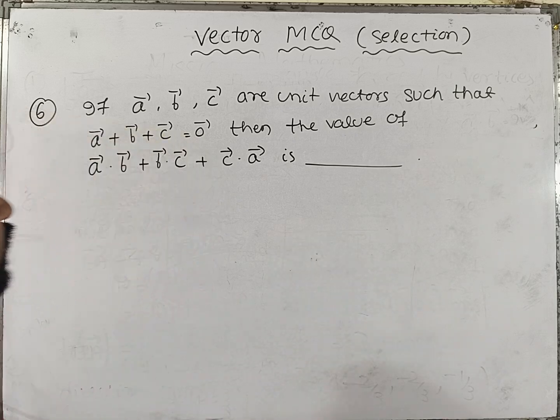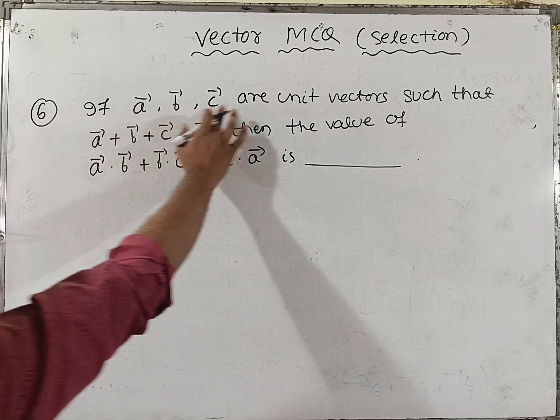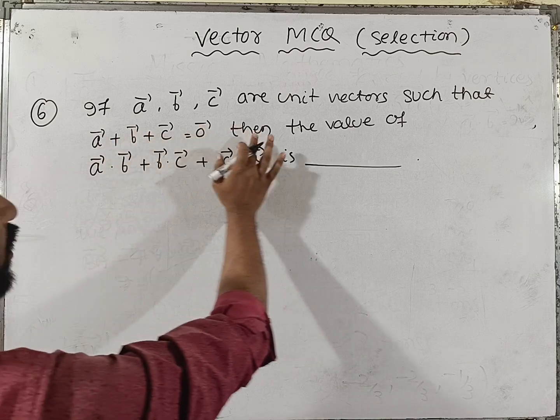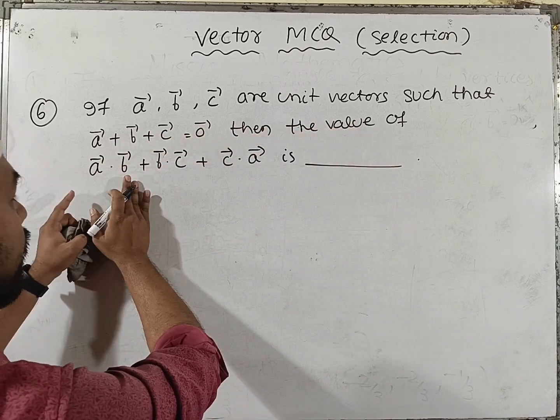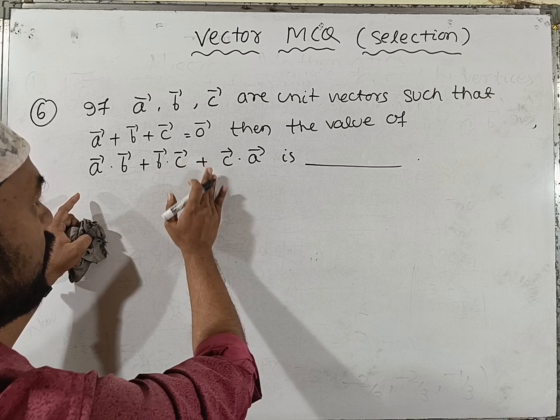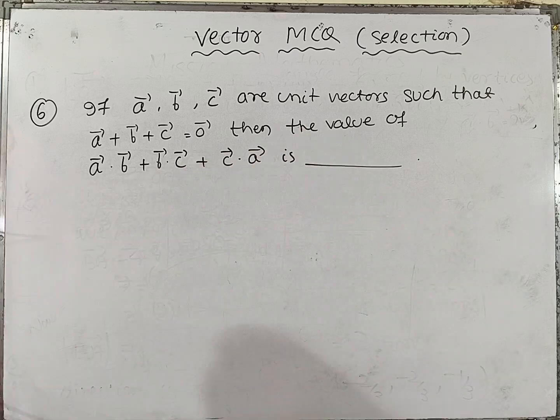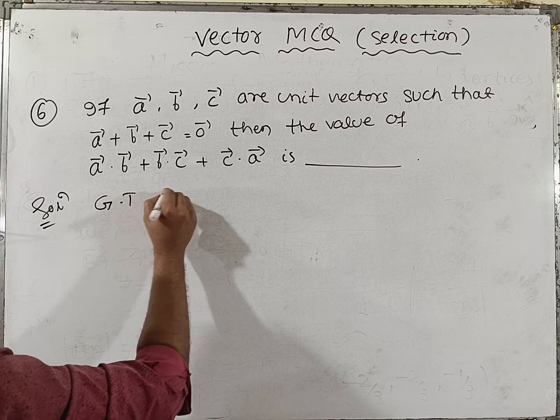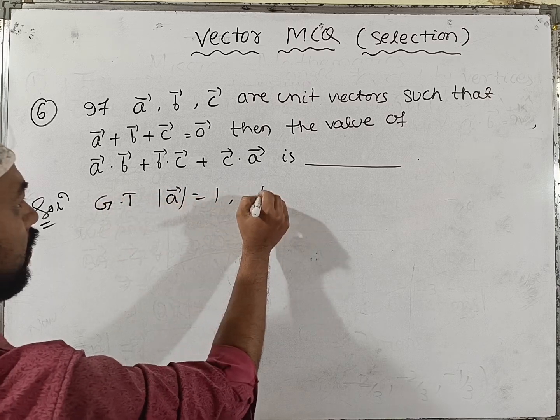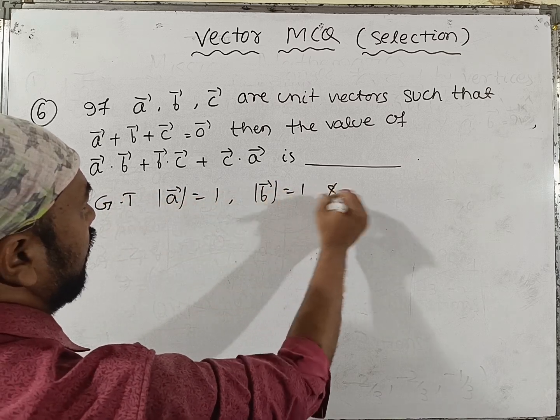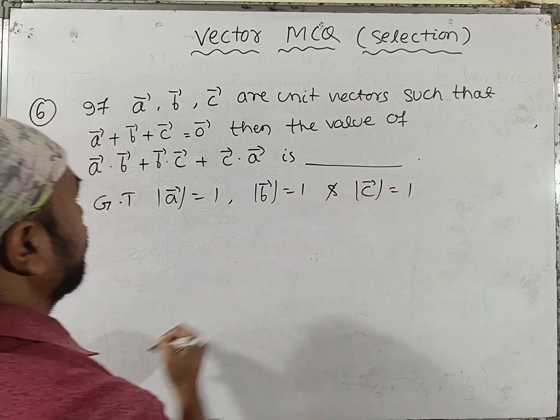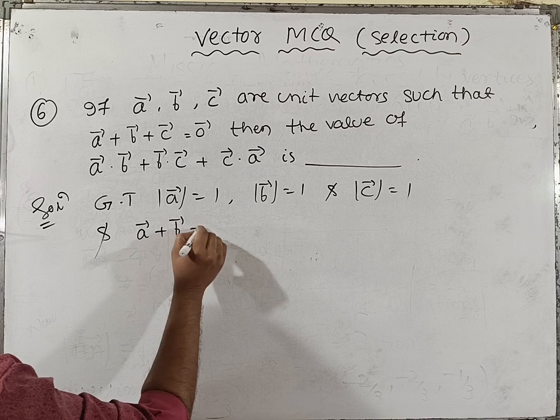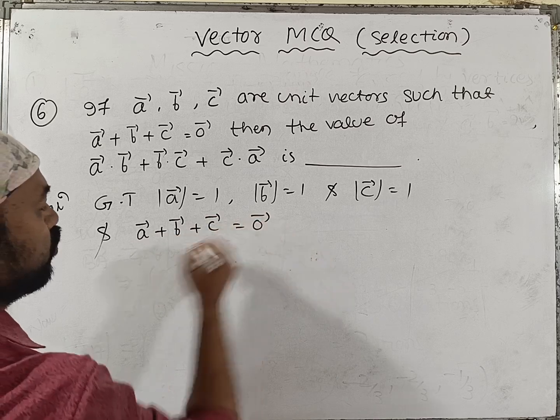Here it is question number 6. It is given that A vector, B vector, C vector are unit vectors such that A vector plus B vector plus C vector is equal to 0. Then the value of A vector dot B vector plus B vector dot C vector plus C vector dot A vector is this. Given that the magnitude of A vector is 1, the magnitude of B vector is 1 and the magnitude of C vector is 1, and the sum of these vectors is equal to 0 vector.